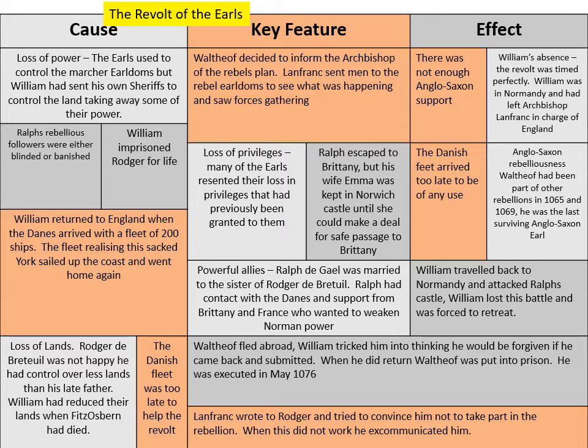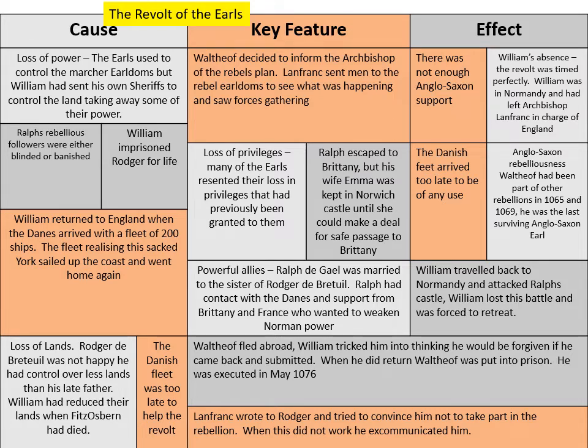This connects to loss of lands because Roger de Breteuil was not happy that he had control over less land than his late father had done, and the same for Ralph, but also reduced the lands when Fitzosbern died. This also connects to a loss of privileges. Many of the Earls resented their loss in privileges that had previously been granted to them.